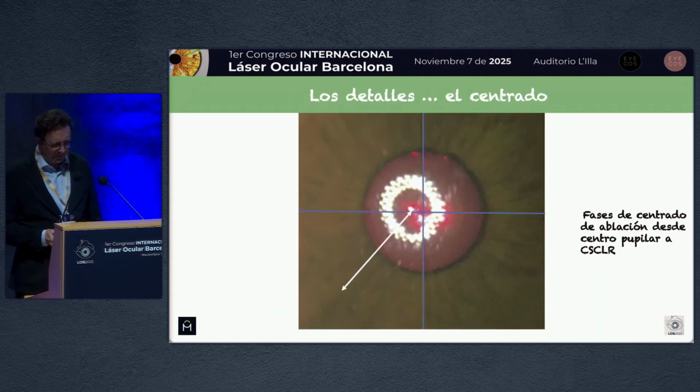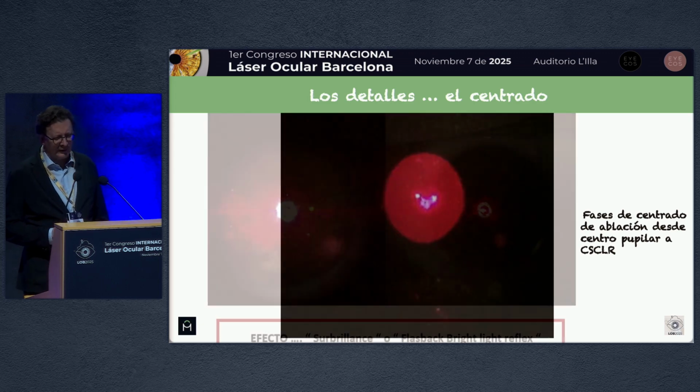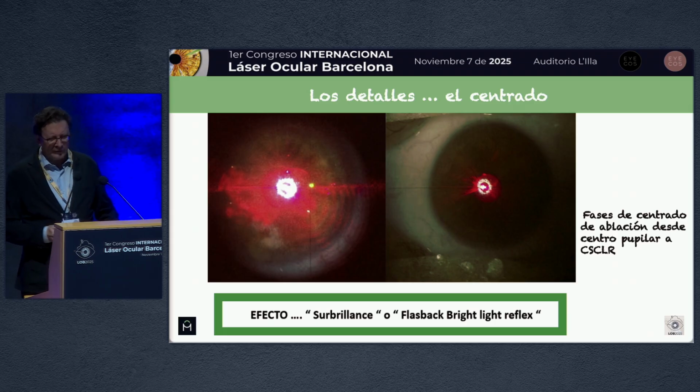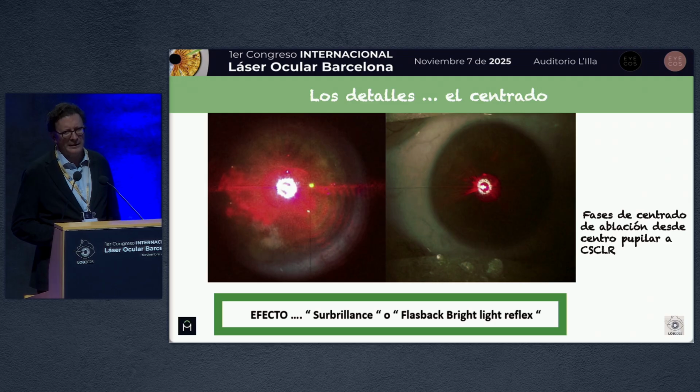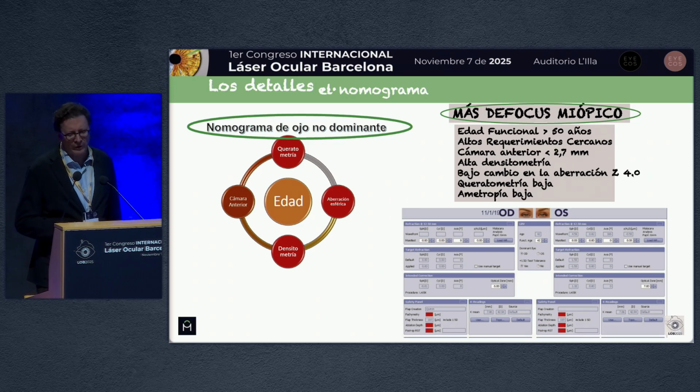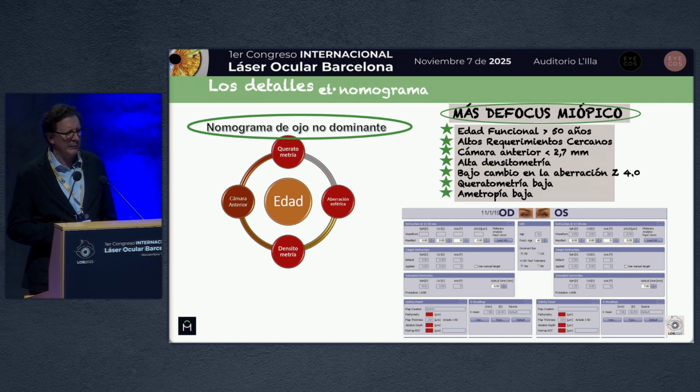It's important to center well, because the kappa angle is high. With this ablation in the coaxial angle of the line of vision, we don't want to change the monofocality of the cornea. I have this norm: I leave more myopic defocus depending on the functional age and requirements of the patient, the anterior chamber, the high densitometry, when I know there will be slight changes in the aberration, low keratometries, and low hyperopia, because then there will be more myopic requirements.